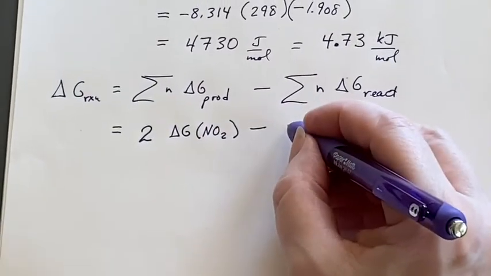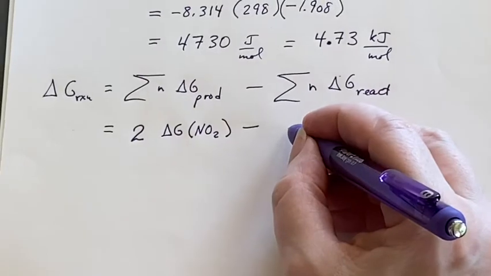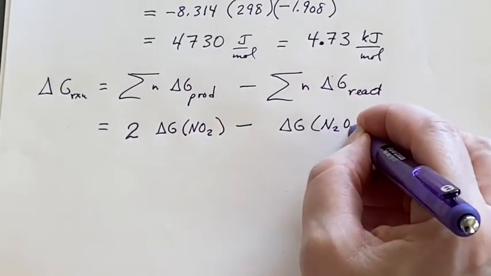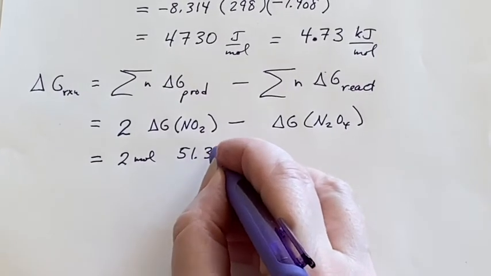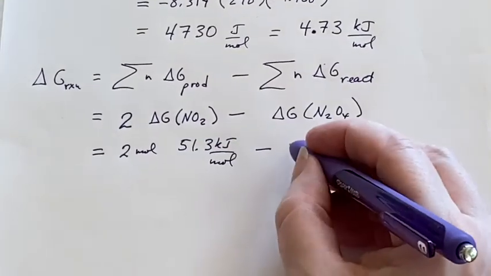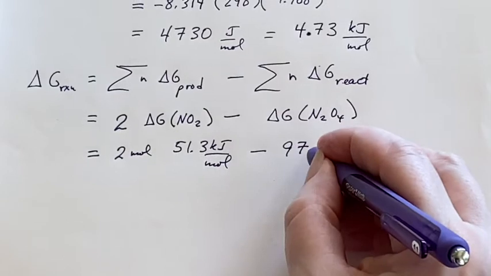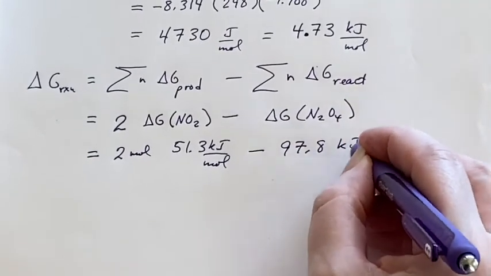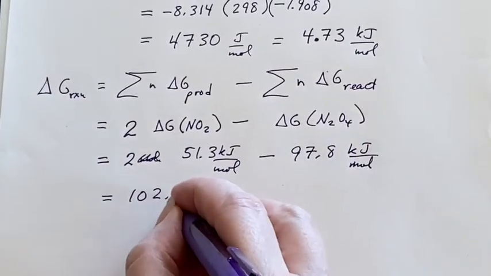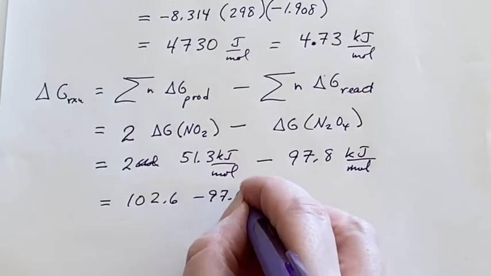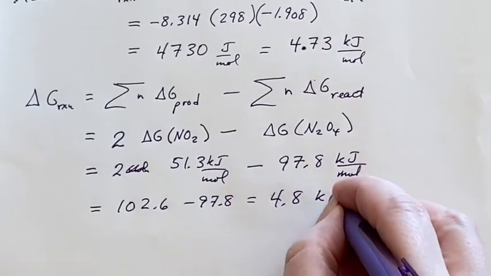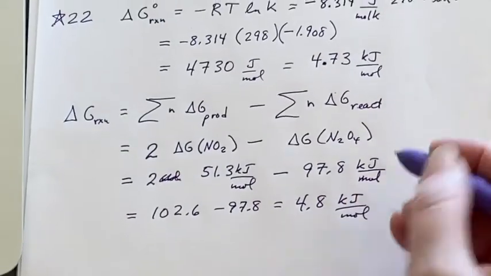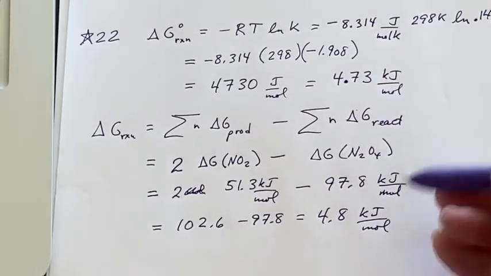On the reactant side, it would just be 1 mole. The delta G when I go look up N2O4. I get 2 moles times 51.3 kilojoules per mole and minus the 97.8 kilojoules per mole. So here's the 102.6 minus the 97.8, and I get 4.8 kilojoules per mole. So you can see it's very close to the same number that I got using K.